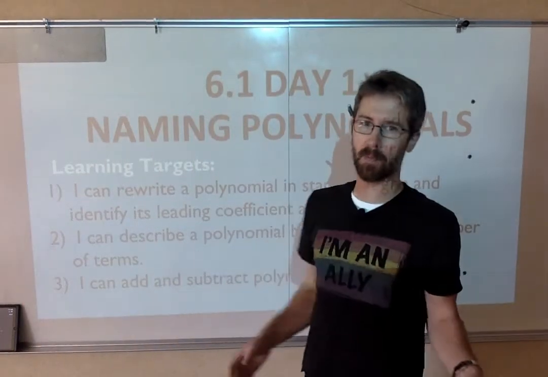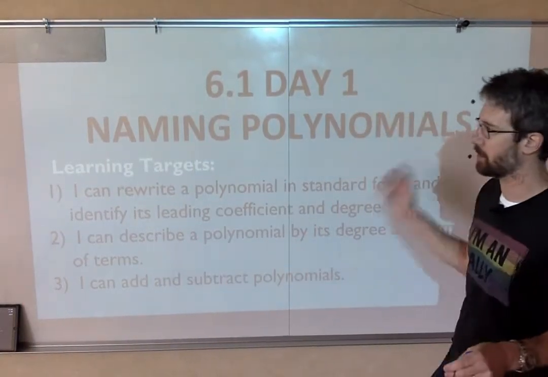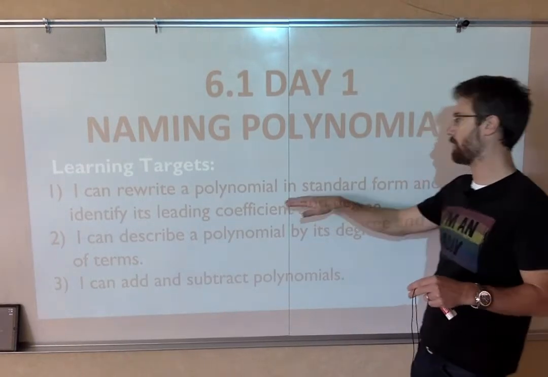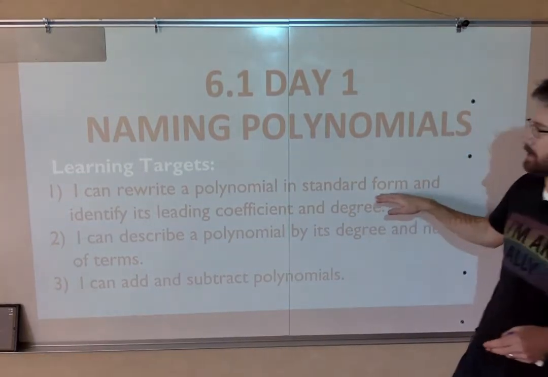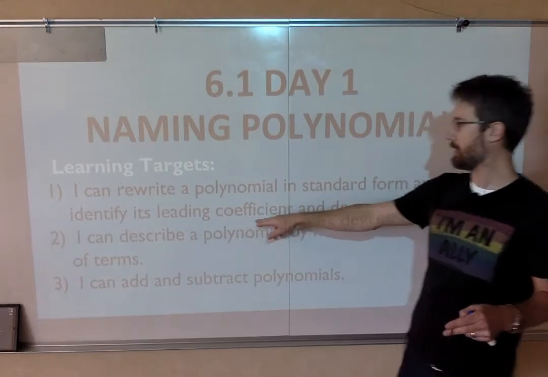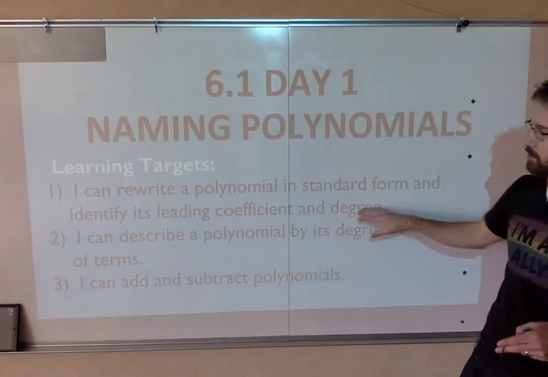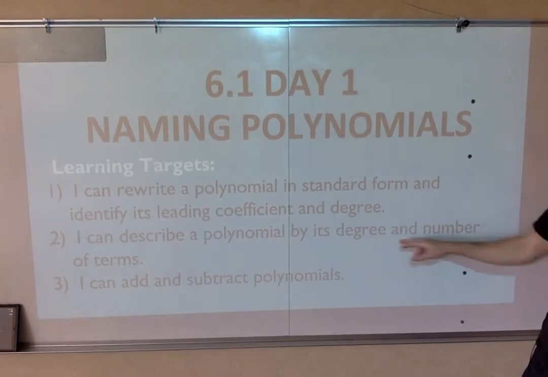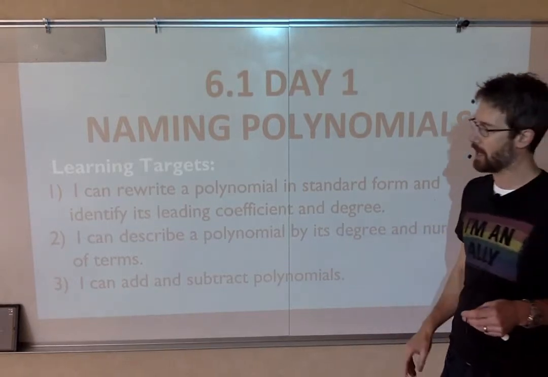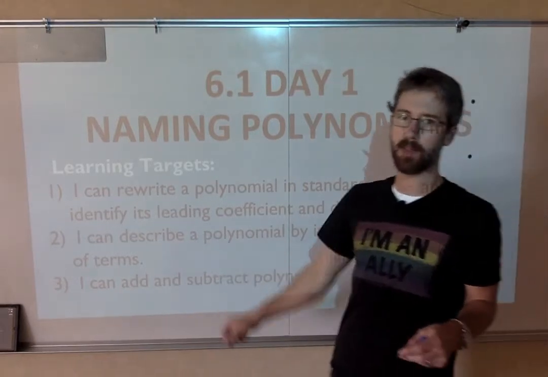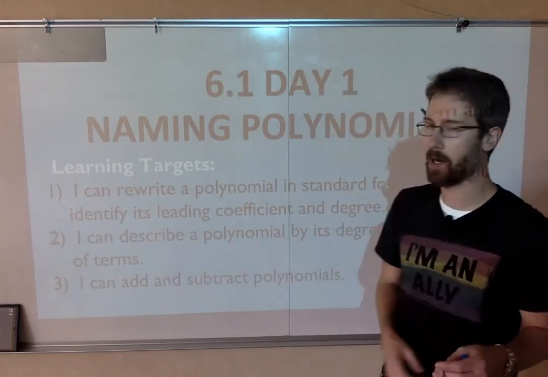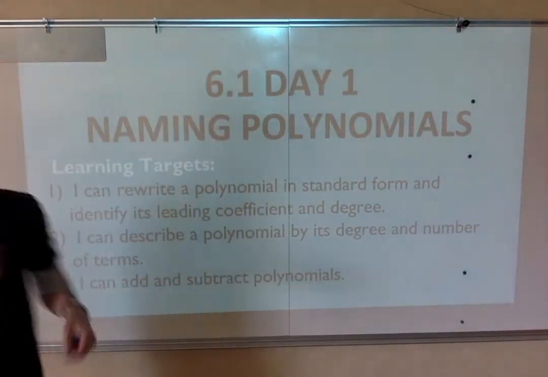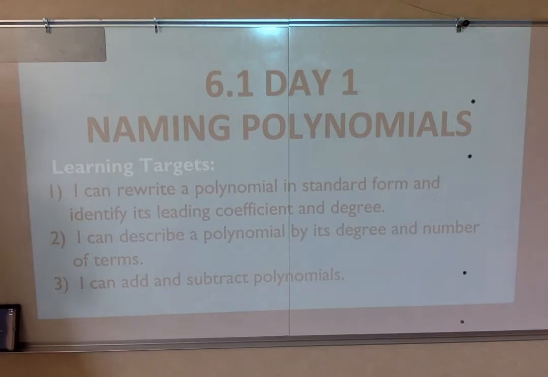So all about polynomials in chapter 6. We're starting with the basics. We can rewrite in standard form, we'll learn what that is. We can identify what the leading coefficient and the degree are, so we'll learn about those. And naming, describing them by their degree and their number of terms, so we'll learn about that. And then some actual math, adding and subtracting the polynomials. So adding or subtracting two equations from one another.